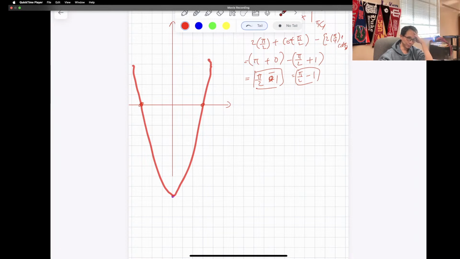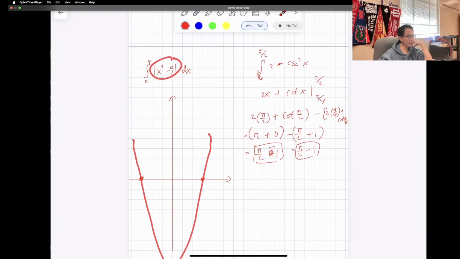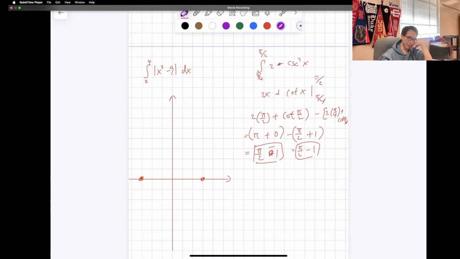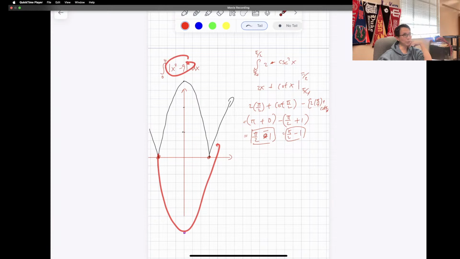So what do you do? You need to understand what the absolute value does to this graph. It's supposed to come down, but its absolute value is going to go back up. So the graph's going to look something like this, going up to 9 units. Does that make sense? Because the graph used to come down here, but absolute value makes the negative part of the graph reflect across the x-axis.